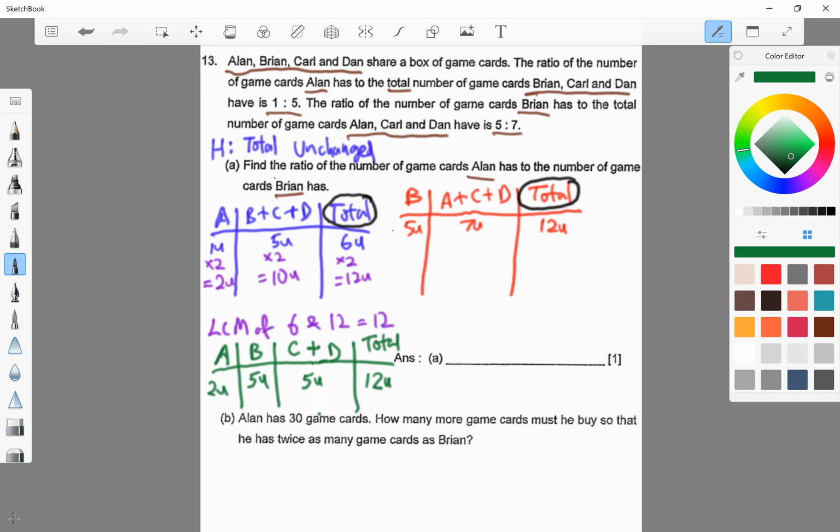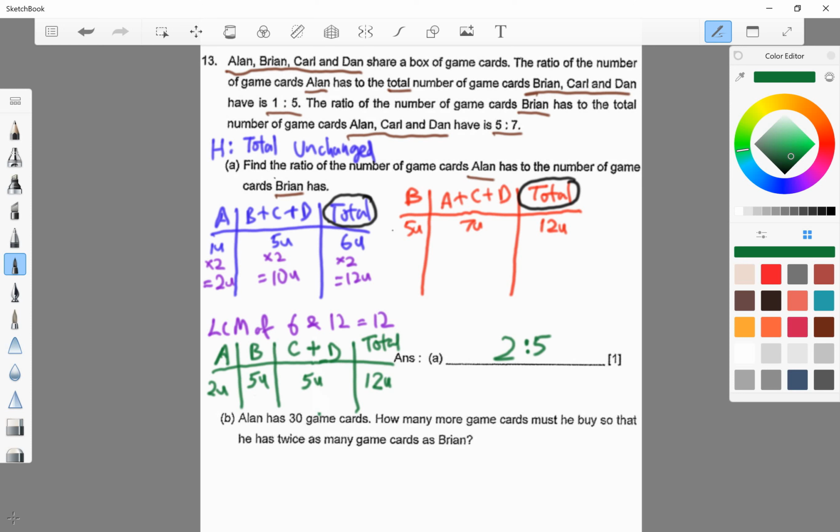And the question is asking us about Alan to Brian. From the table that I used green to illustrate, A to B has got to be 2 to 5.